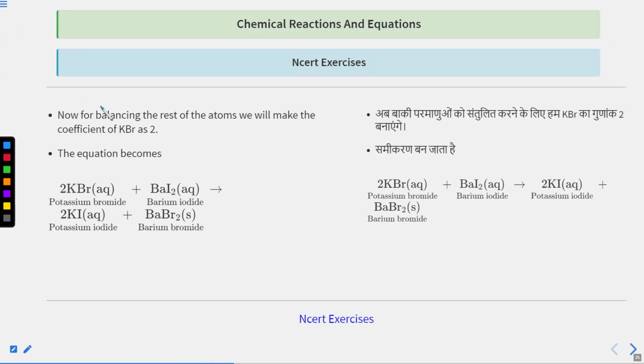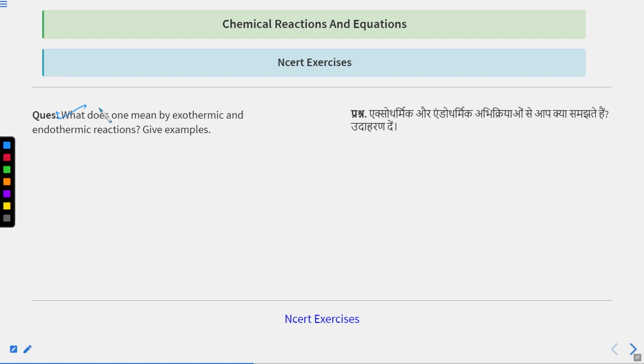Let's move to the next question. I hope you are ready for the next question. This question is very simple. The question is asking what one means by exothermic reaction and endothermic reaction.